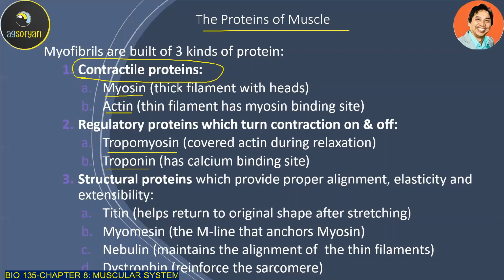And there are some other proteins called structural proteins that give strength and also proper alignment of the sarcomere, like titin. This is like a spring type of filament. Myomesin is the one located in the middle, the M line. This is the one that anchors the myosin. Nebulin and dystrophin are another two proteins that will maintain and reinforce the sarcomere.